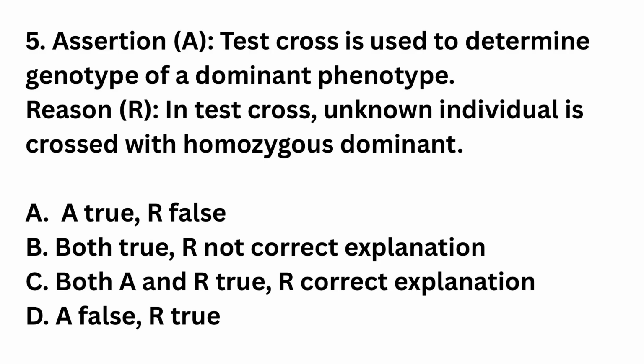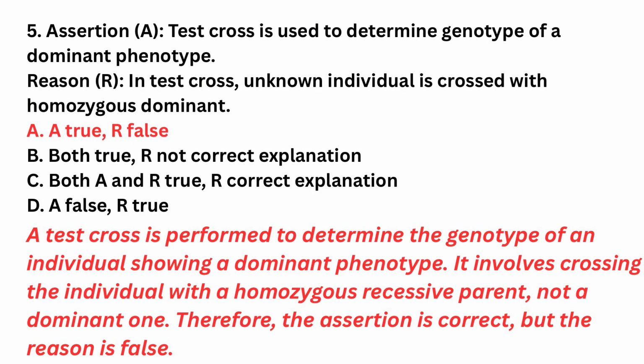Question number 5. Assertion: Test cross is used to determine genotype of a dominant phenotype. Reason: In test cross, unknown individual is crossed with homozygous dominant. Options: assertion true, reason false; both true, reason not correct explanation; both assertion and reason true, reason correct explanation; assertion false, reason true. The right answer is option A, assertion true, reason false.